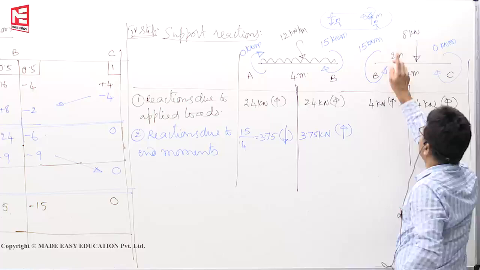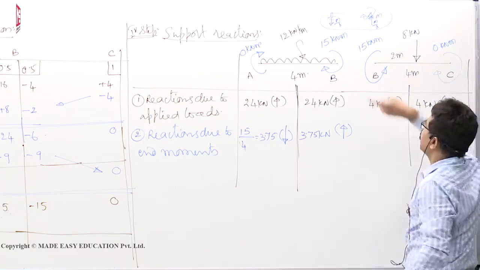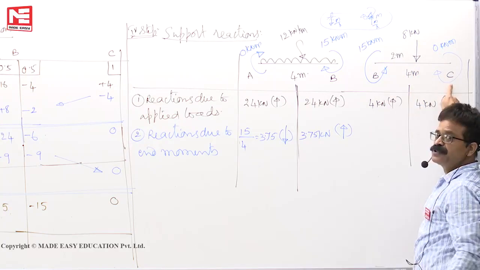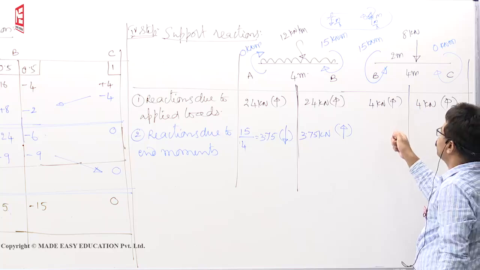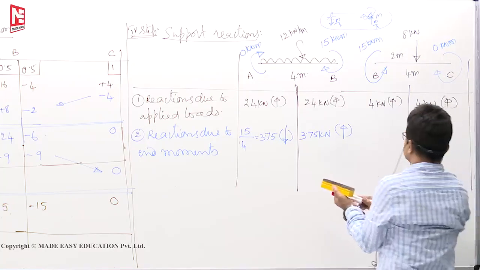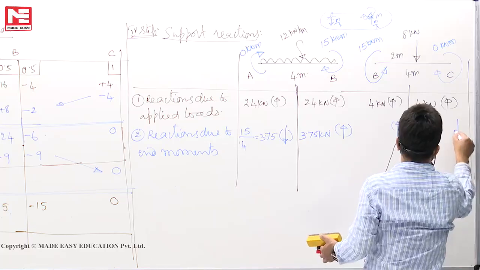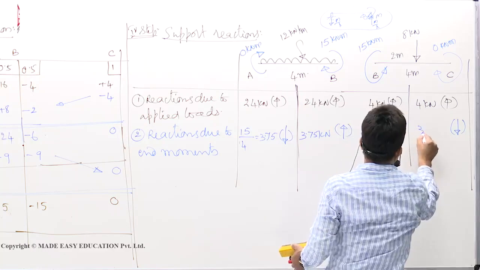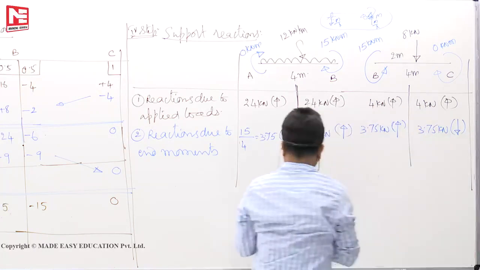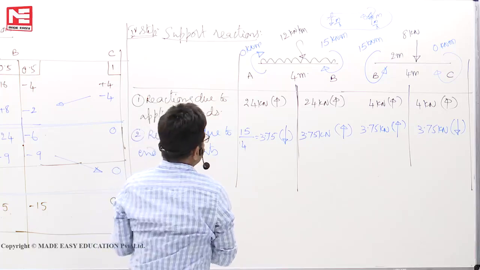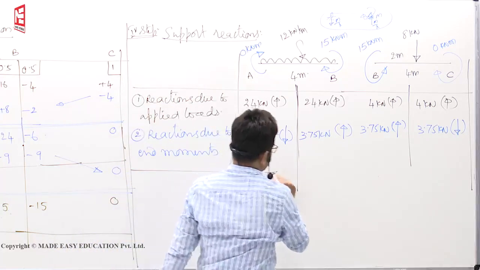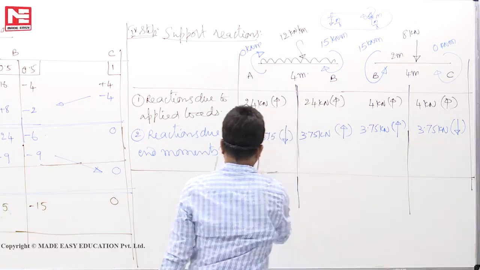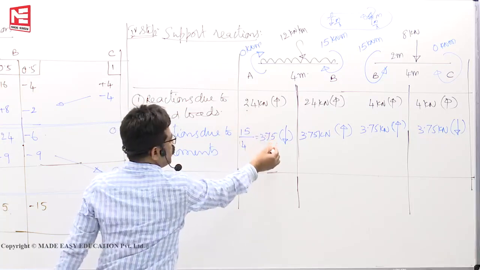Coming to this one. On the beam BC, there is a moment of 15 anti-clockwise. To balance the anti-clockwise moment, these two supports will produce a clockwise couple. So move your fingers clockwise, up, down. Here upward, here downward. 15 by L means again the same value, 3.75 kilonewton upward, 3.75 kilonewton downward. Now this is due to end moments.